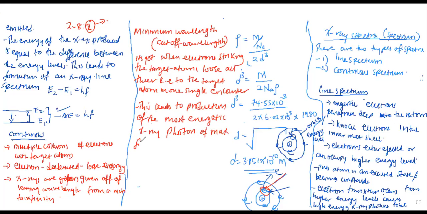Frequency. And you know why this happens? This is the reason. Because energy is given by the formula E = hf, but f is equal to c over lambda, where c is the speed of light. If I have minimum lambda, I'm going to produce maximum energy. The X-ray photon produced will be of maximum energy. And this is equal to eV.